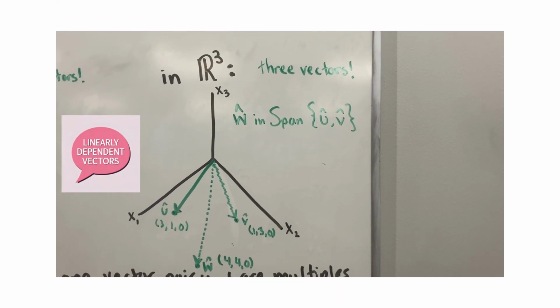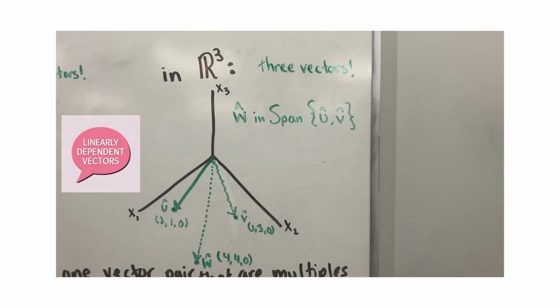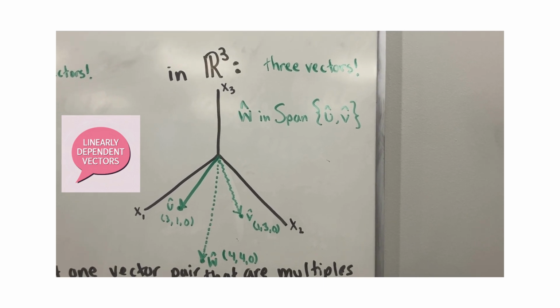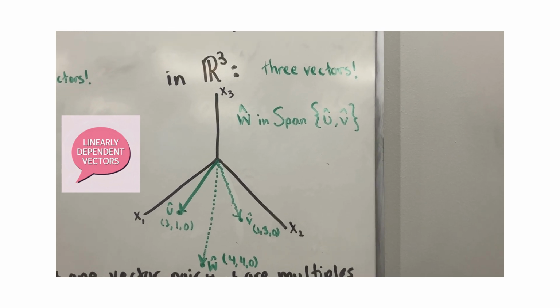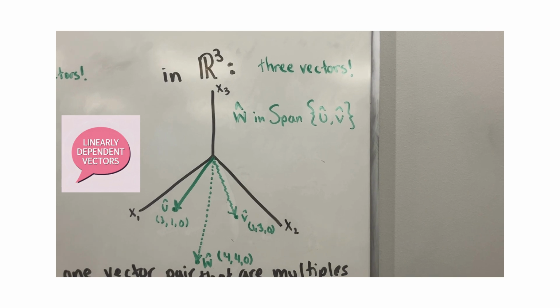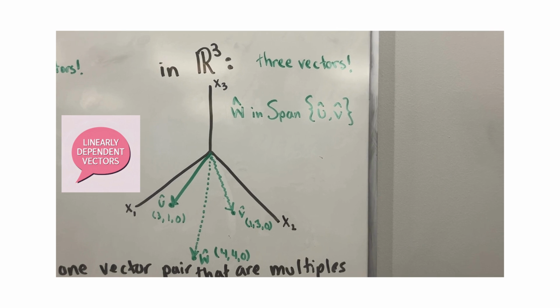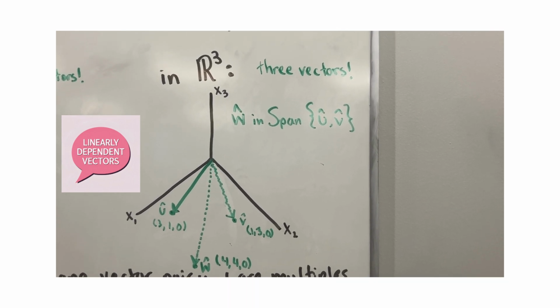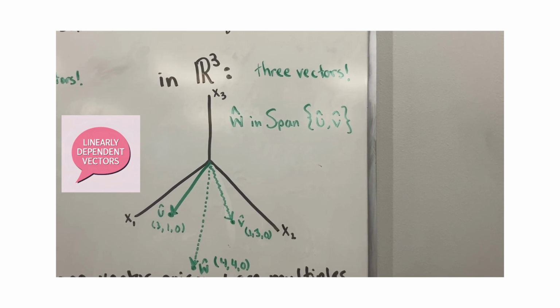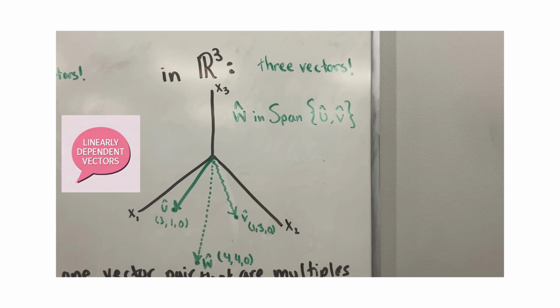Back to linearly dependent vectors now. So we're in R3 still, looking at three vectors. Vector u is 3, 1, 0, vector v is 1, 3, 0, and now vector w is 4, 4, 0. We can see just by the components of these vectors that adding u plus v would give us w. 3 plus 1 is 4, 1 plus 3 is 4, 0 plus 0 is 0. We could also see, using the tip-to-tail addition method, that we could generate vector w from u and v.